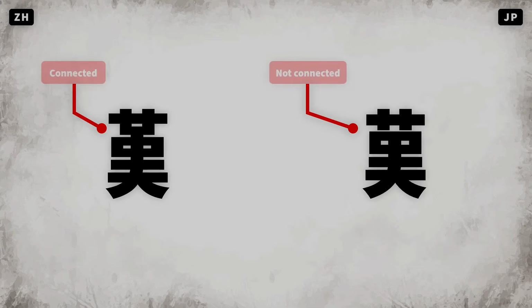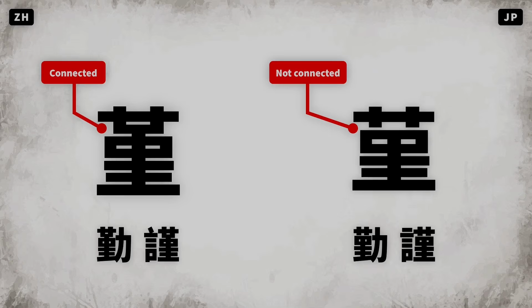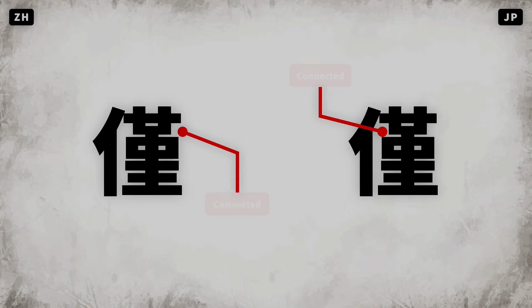Moving on, this radical features an additional horizontal stroke in the Chinese version, and the vertical line beneath it extends further up. This similar radical is also affected by this change. This was actually a result of simplifications applied to Japanese characters, which is why rare characters which weren't simplified look like their Chinese counterparts. This will be another theme throughout the video.